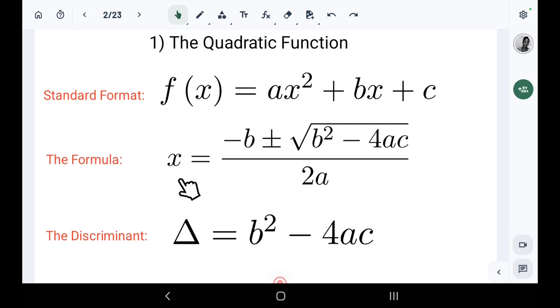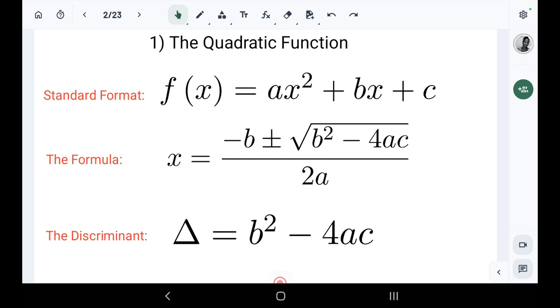Now the formula is x equals minus b plus or minus the square root of b squared minus 4ac, all over 2a. This is the formula we use to find the roots of the equation without having to factorize or complete the square, which makes life so much easier. Now the discriminant is this part under the square root sign that helps us determine the nature of roots without having to solve the equation. That's why it's important, and you will see exactly how that happens.